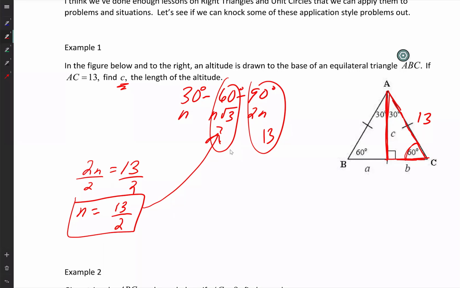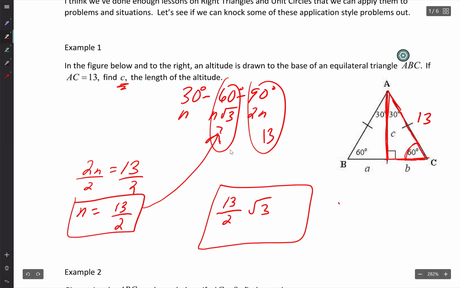So 13 over 2 times square root of 3. And they probably left it like that. And there it is, that's it. If it was an even number on the top, then you could reduce it, but it's 13, so leave it alone. And that's it. Pretty straightforward, or no?